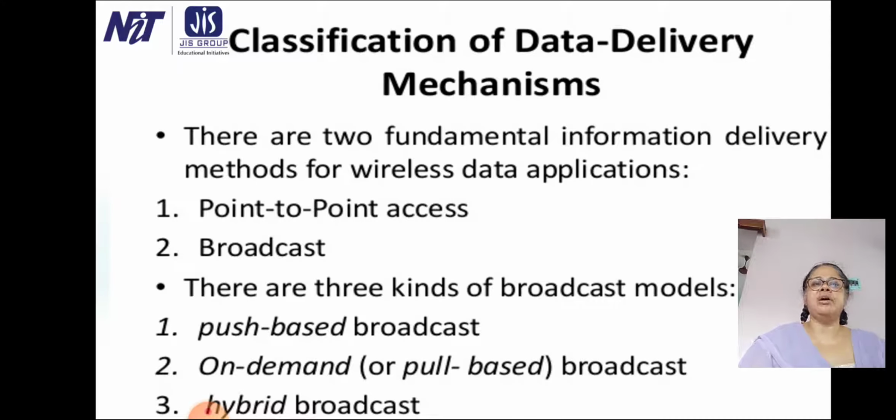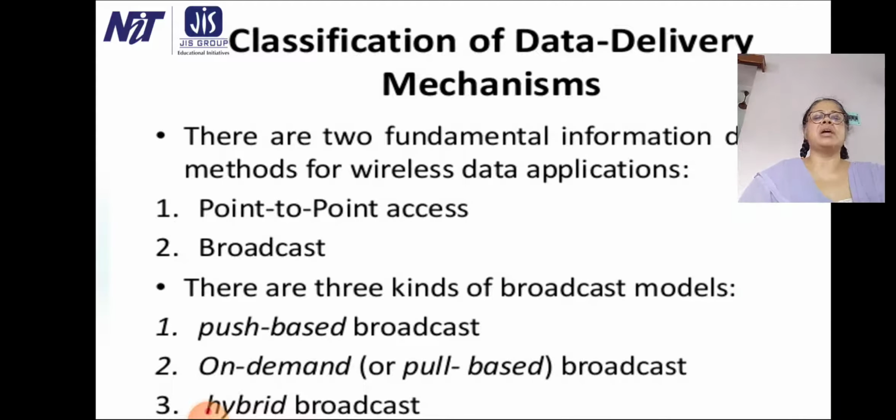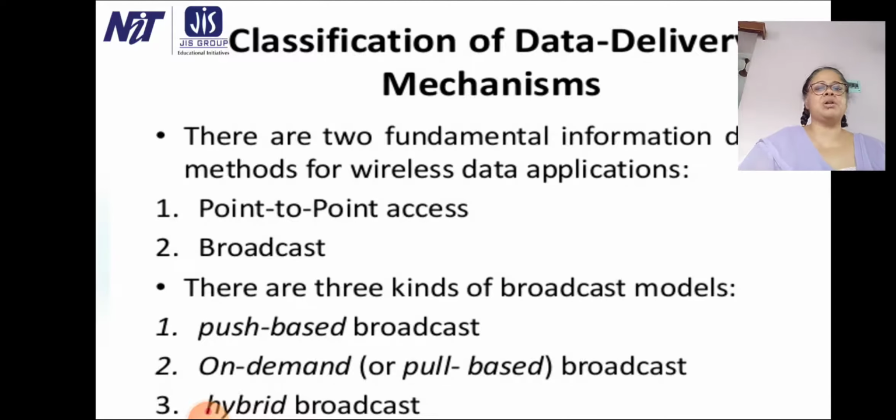Classification of data delivery mechanism. There are two fundamental information delivery methods for wireless data applications. One is point-to-point access and the next is broadcast. There are three kinds of broadcast model: push-based broadcast, on-demand or pull-based broadcast, and hybrid broadcast.